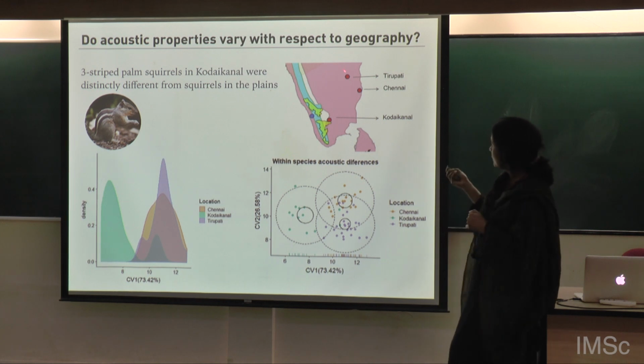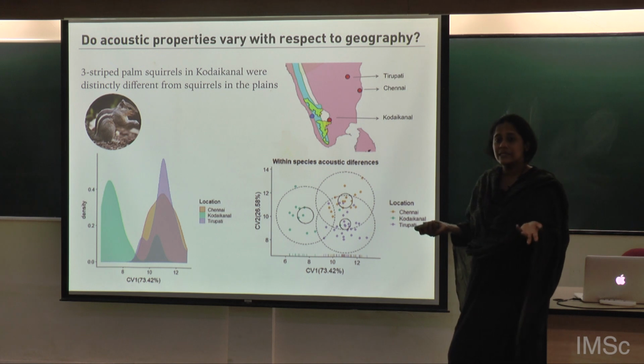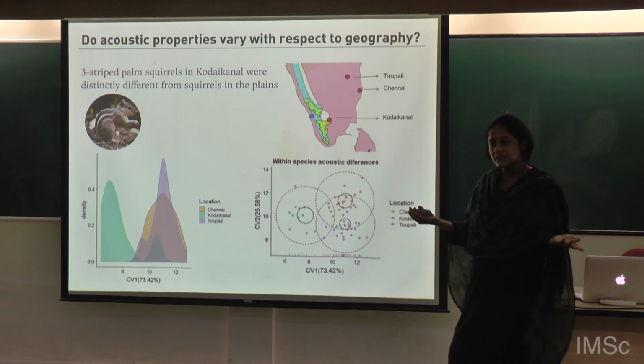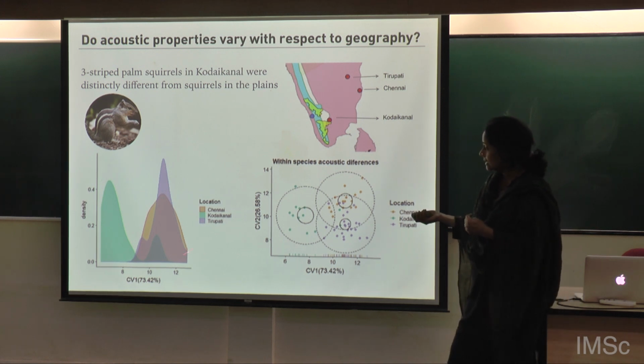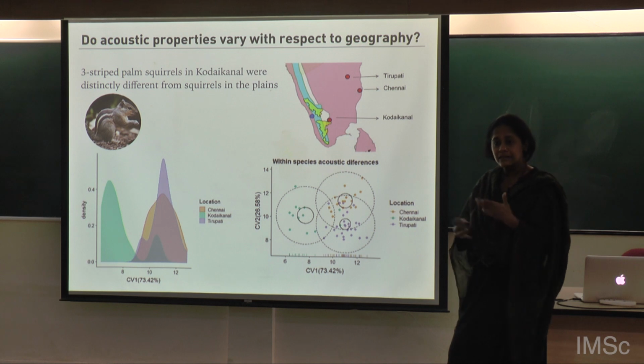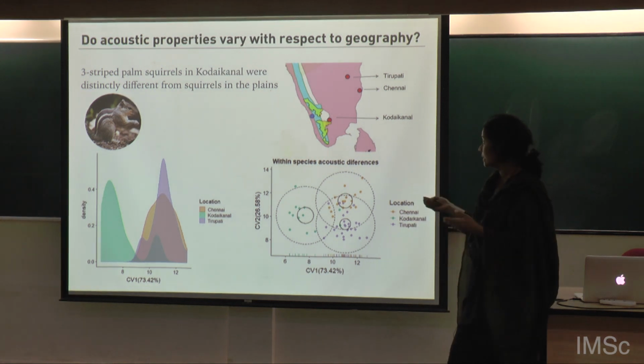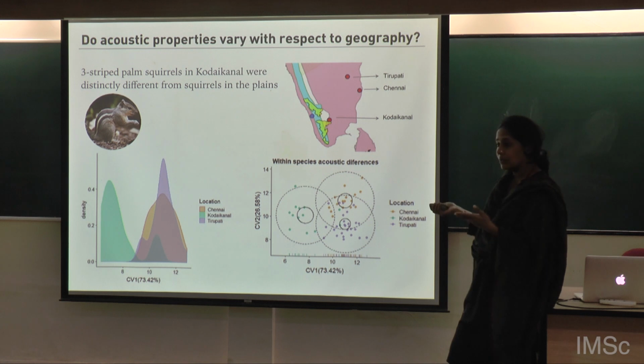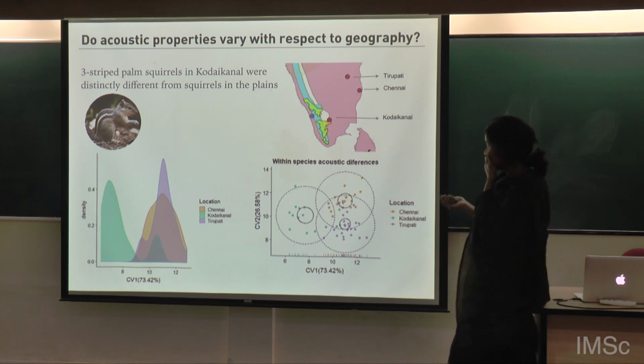So for the palm squirrel, we looked at 3 populations, Tirupati, Chennai, and Kodaikanal, and we did some basic patterns to see if they all sound the same everywhere, and we see that they don't. So Kodaikanal is distinctly different from Chennai and Tirupati to start with, and again, this has led to more questions about whether this is because Chennai and Tirupati are close to each other geographically and Kodaikanal is different. So we are expanding our database to look more at patterns of calling, not just in India, but also in Sri Lanka.